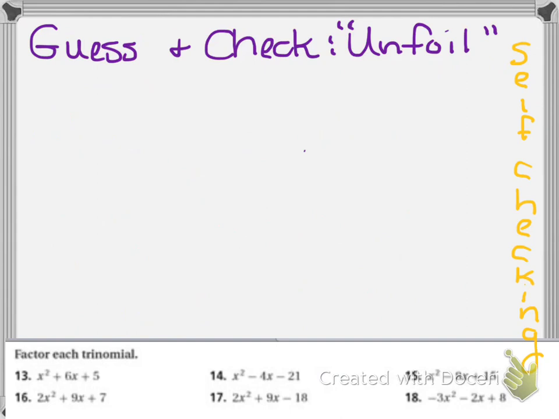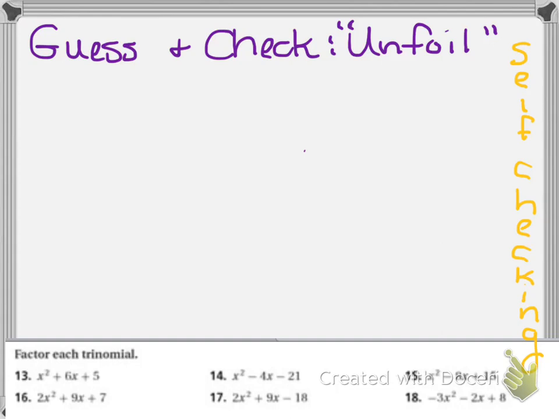Factoring by using guess and check. This is what I lovingly call unfoiling. So you have to be good at foiling before you can unfoil. You want to look at factors and sums of things. I'm not going to do all of those. This was just a selection of problems for me to choose from to work with you here.